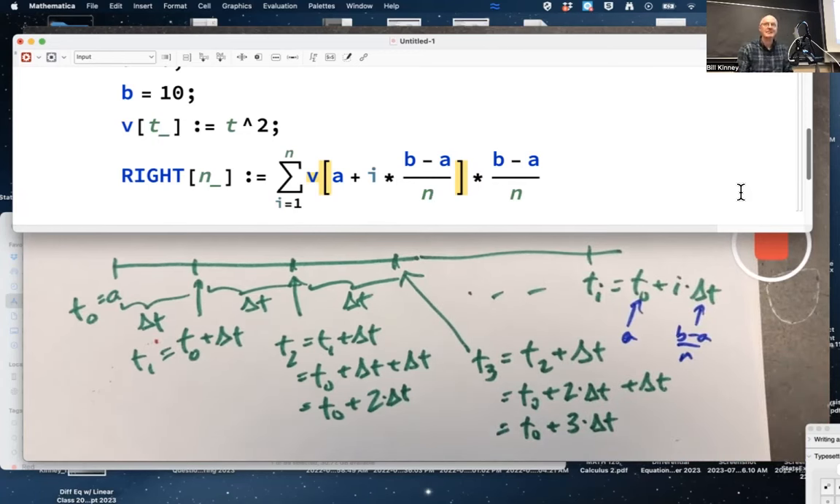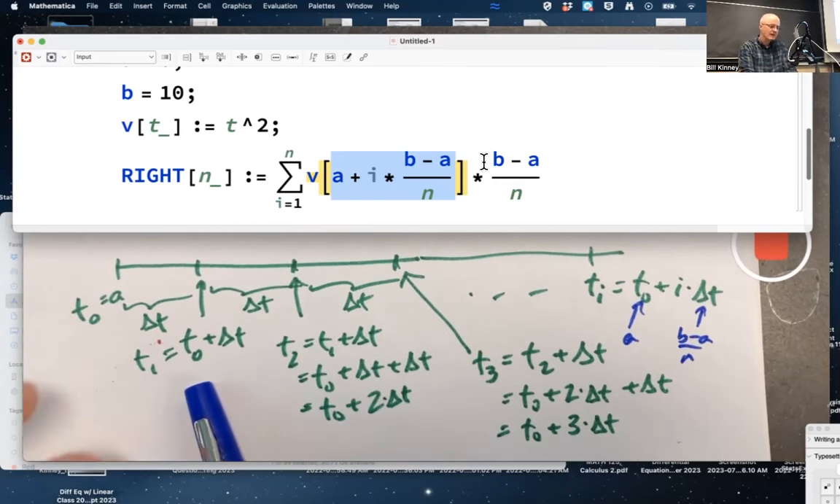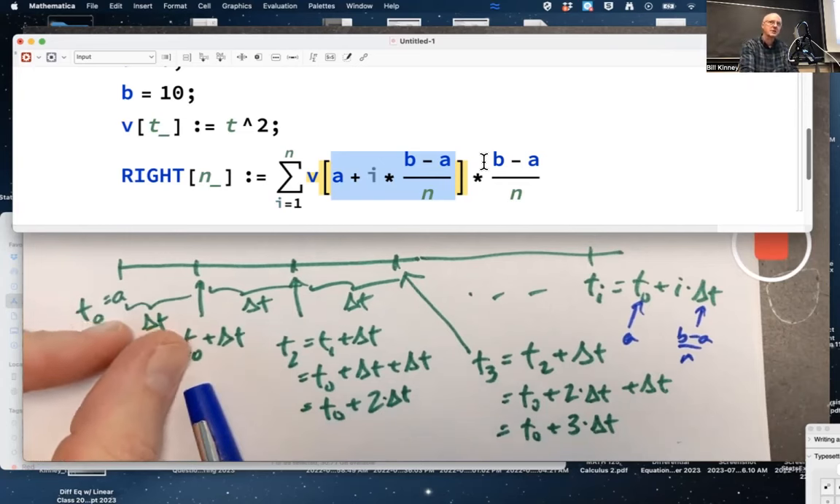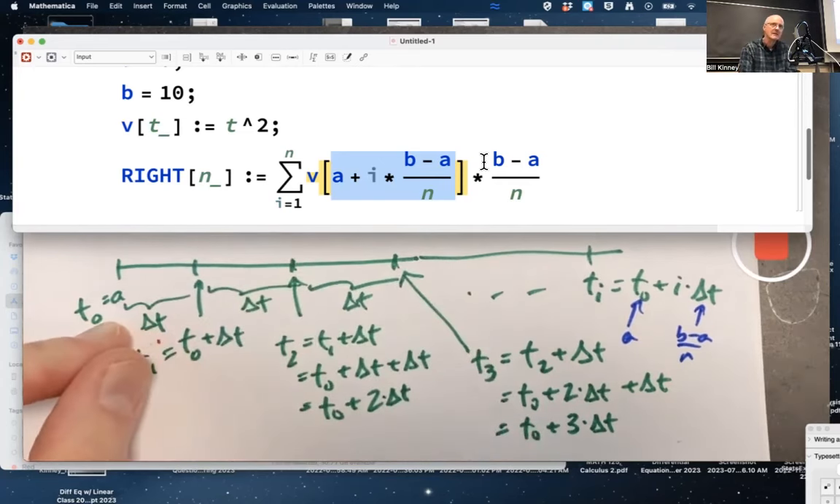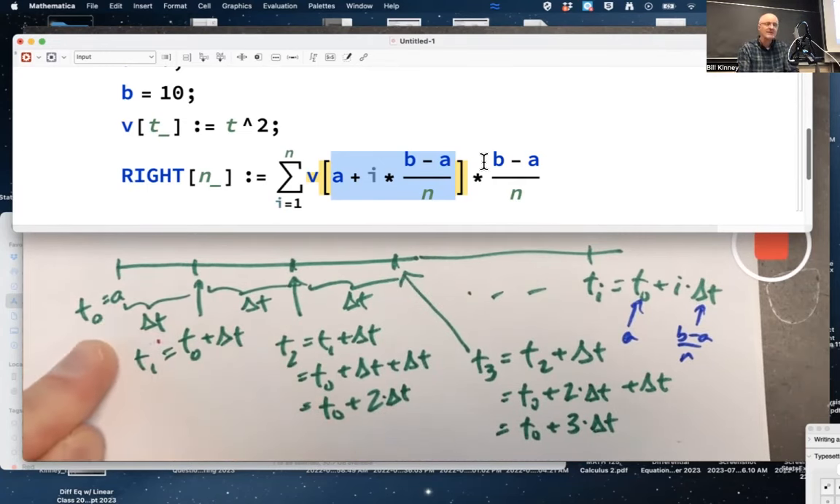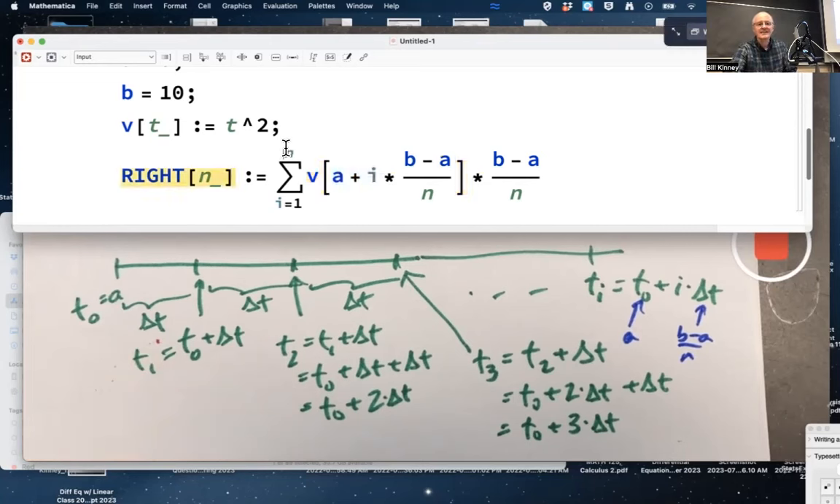That's what I was plugging into v in Mathematica. Right there, you can see it. That's what I'm plugging in right there. That's where it comes from. I'm starting i at 1 for a right-hand sum because that's going to use t1, the right-hand endpoint of the first interval, to determine the height of the first rectangle. For a left-hand sum, I'd start i at 0 instead of 1 because the left endpoint of the first rectangle is t sub 0. I do want n terms in my sum, so the upper limit of the summation is n.